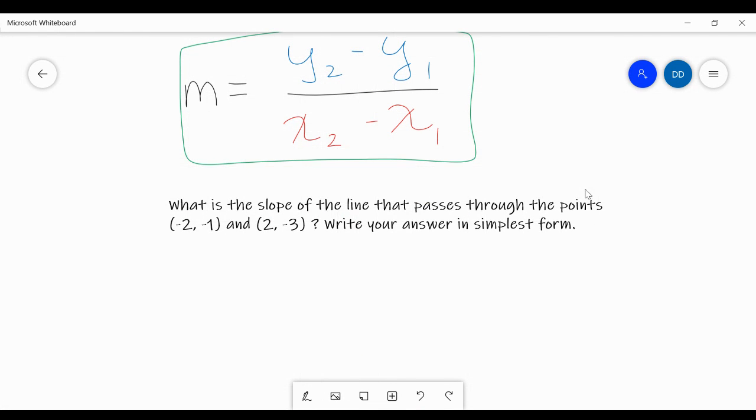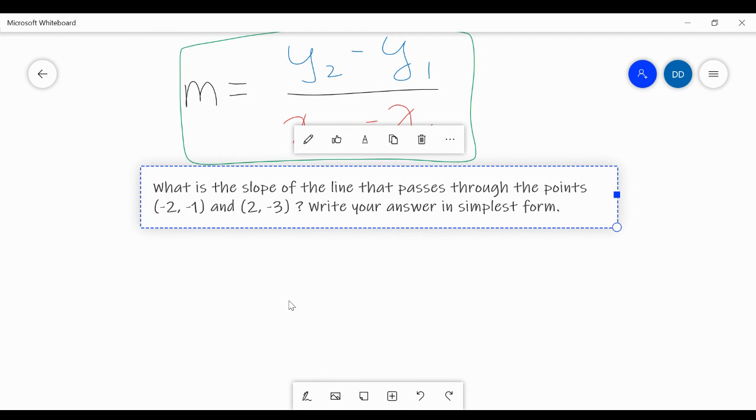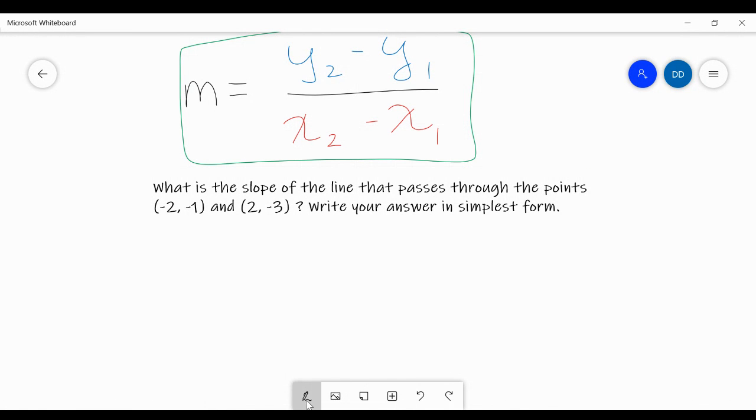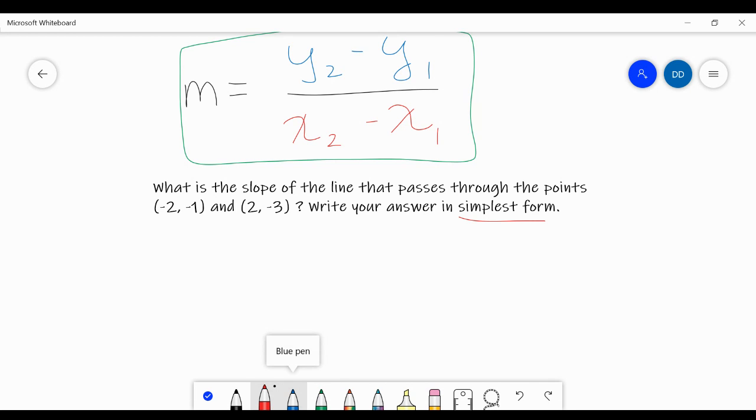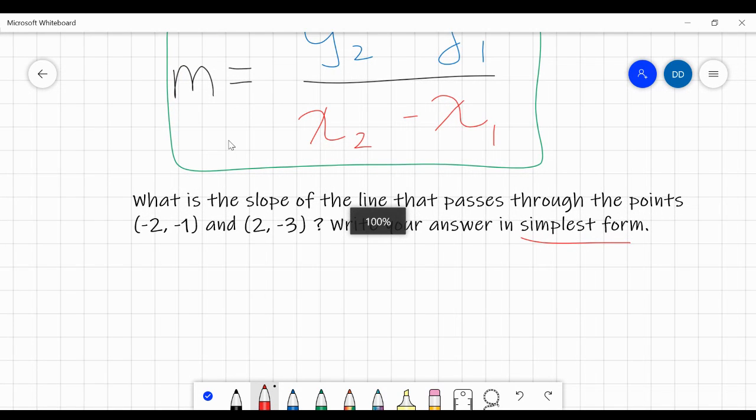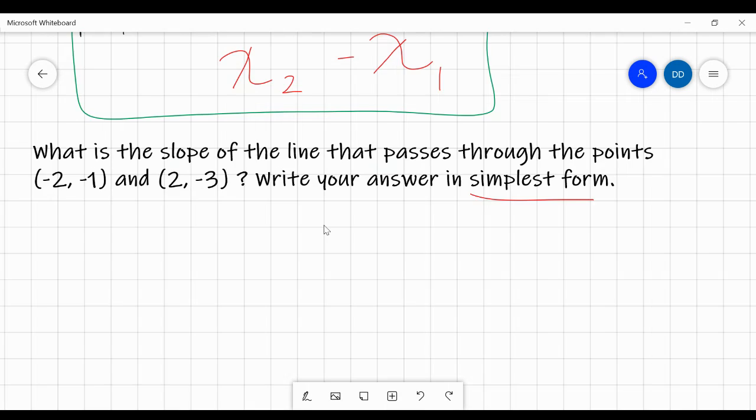Okay, so it says, what is the slope of the line that passes through the points -2, -1, and 2, -3? Write your answer in simplest form. So that means if we have a fraction, we have to make sure we simplify that fraction. That's very important. So the first thing I want to do here is I want to label these points.